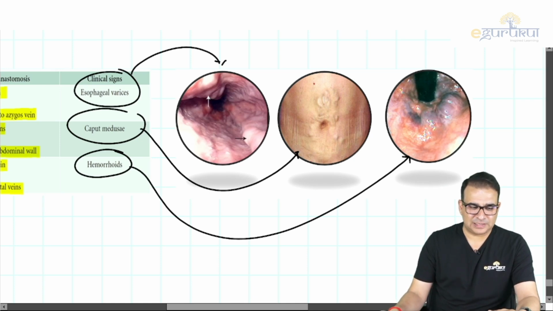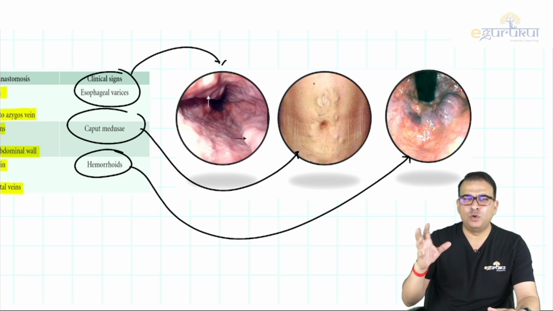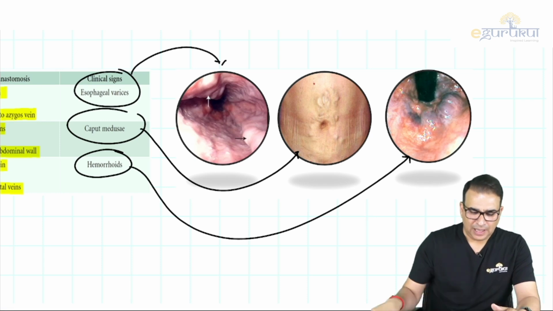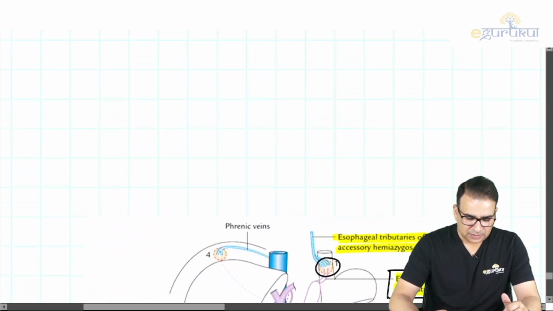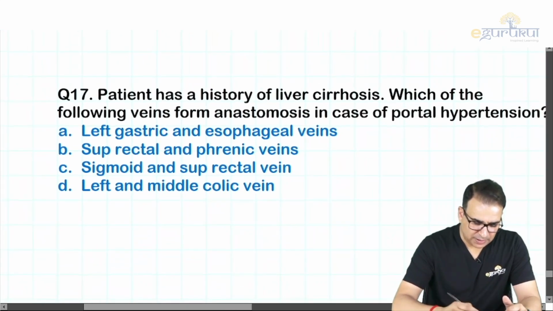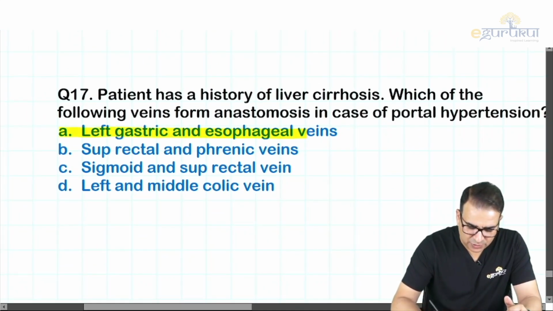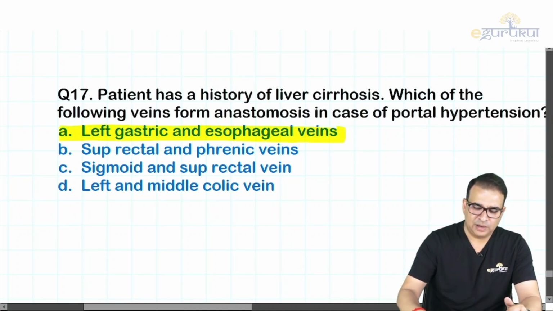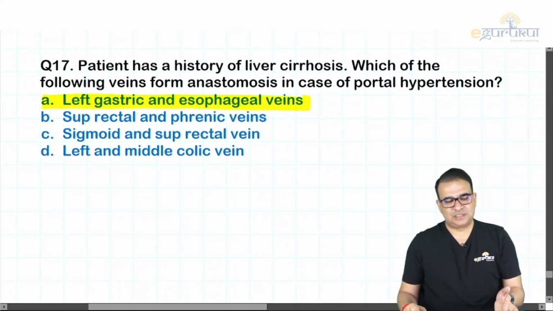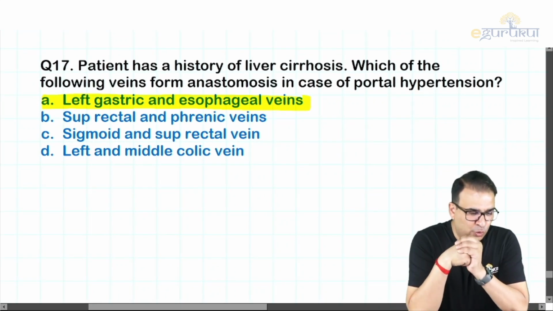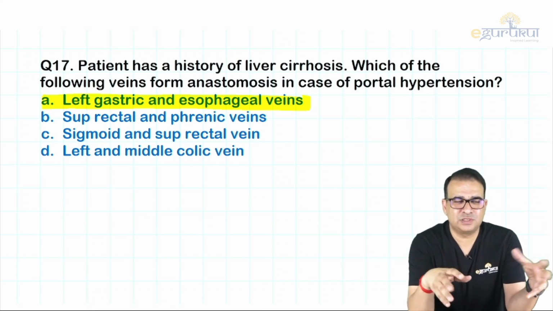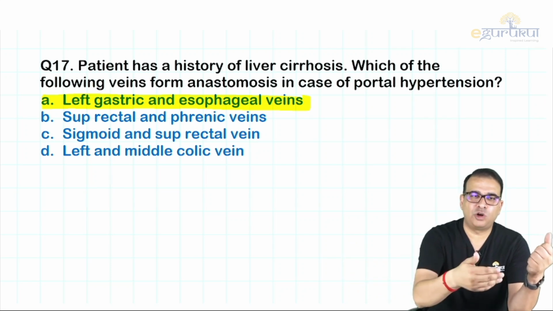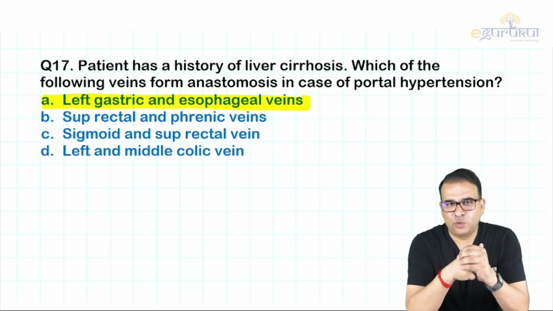So in the portosystemic anastomosis, these are the common, visible sites of the engorgement of the veins here. And as per the options which are provided to us, our answer here is option A. That is the left gastric and the esophageal vein. Left gastric vein, part of the portal system. Esophageal vein, part of the systemic circulation. So portocaval or portosystemic anastomosis.